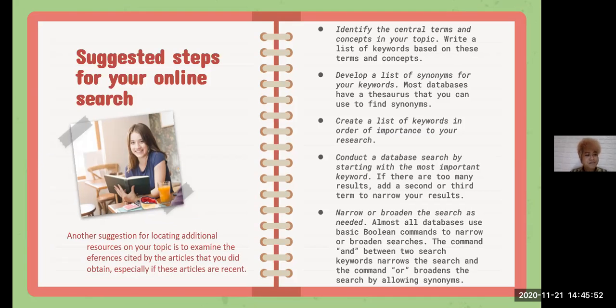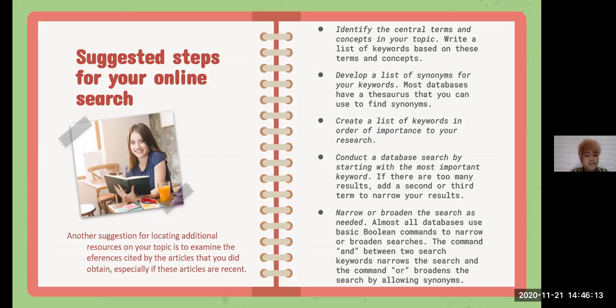I'm sorry. Another suggestion for locating additional resources on your topic is to examine. If you have question, you can just perhaps type it in our chat box. So before I proceed, I think merong Q&A later. So probably reserved na lang pala yung question. So I'll just finish the discussion.